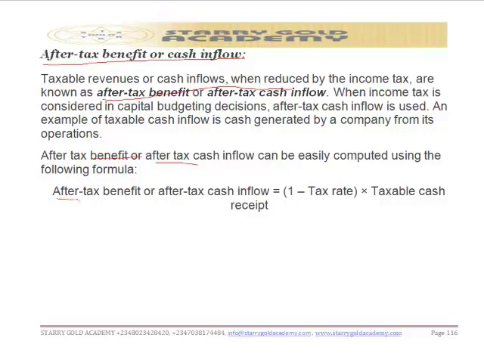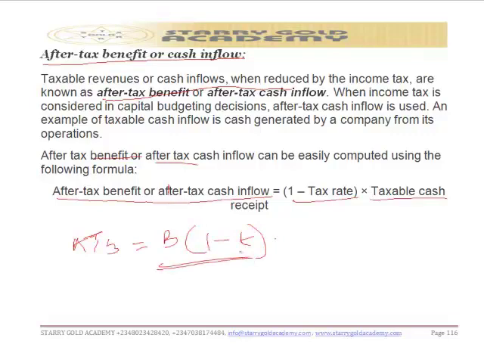That is, after tax benefit or after tax cash flow is equal to what? It's equal to 1 minus tax rate multiplied by taxable cash received. 1 minus tax rate multiplied by taxable cash receipt. You can write it this way. That is, after tax benefit is equal to the benefit multiplied by 1 minus tax. So that is on that.